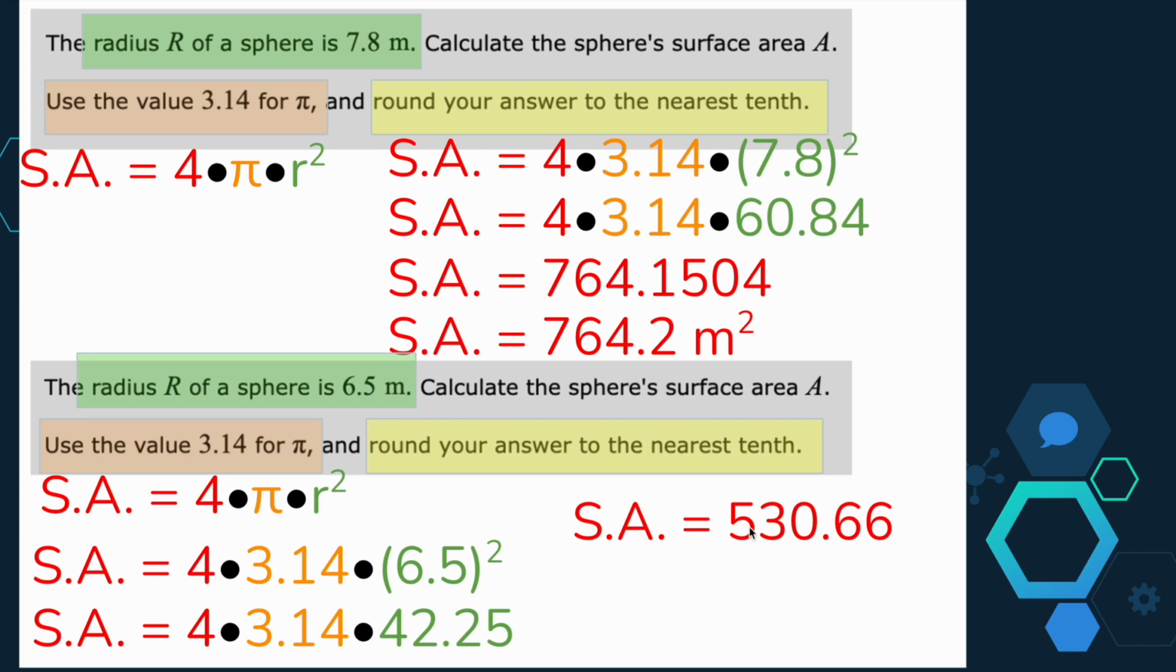So when I multiply all those together, I get 530.66. So I'm going to look at the tenth. Here is my first 6, that's the tenth. The number right after, that's 5 or bigger, so it's going to round the tenth up to 7. So I have 530 and 7/10 meters squared.